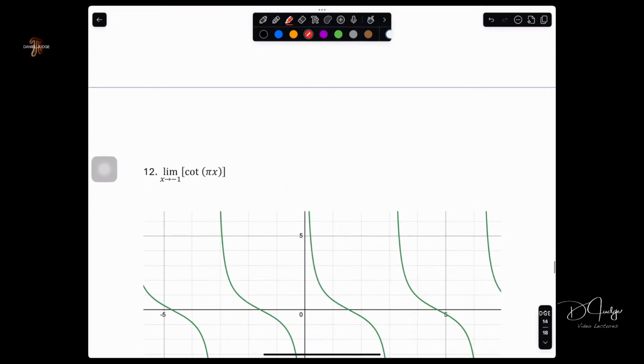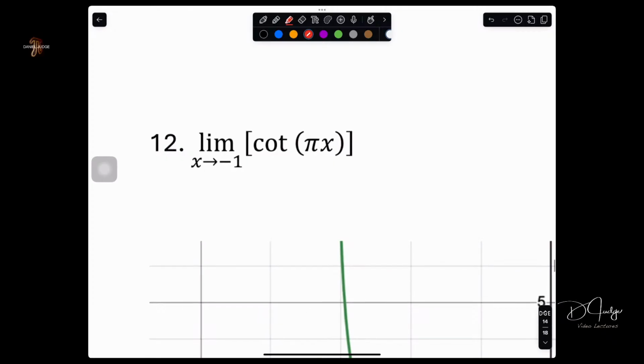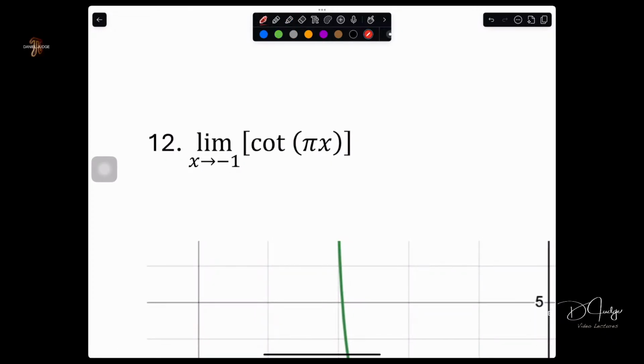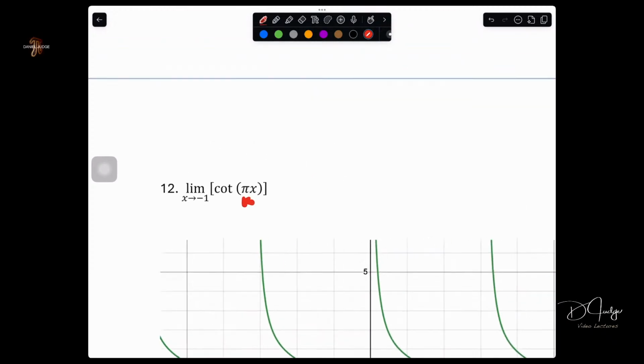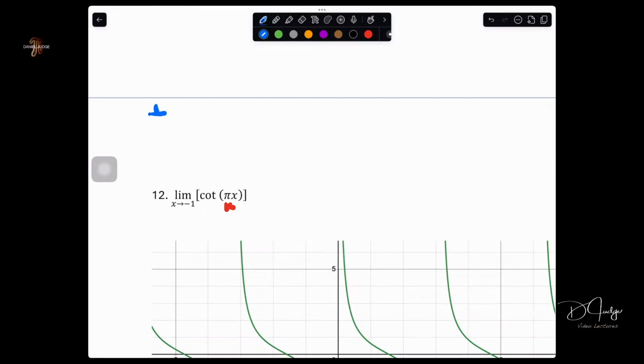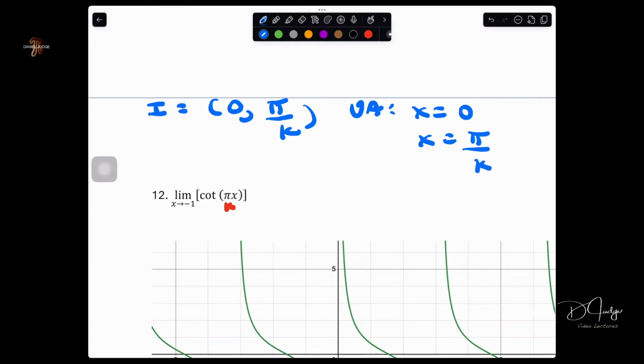Anyway, let's see how this will work. This is a little different because the k value here is pi. So we want to look for those vertical asymptotes again for this cotangent curve. The interval of one cycle is from 0 to pi over k. A vertical asymptote happens at x equals 0, and then x equals pi over k. But your k value in this case is pi. So what I know, again, is that the interval of one cycle is going to be 0 to 1. And that's just the interval of one cycle. The vertical asymptotes are going to happen at x is 0 and x is 1.